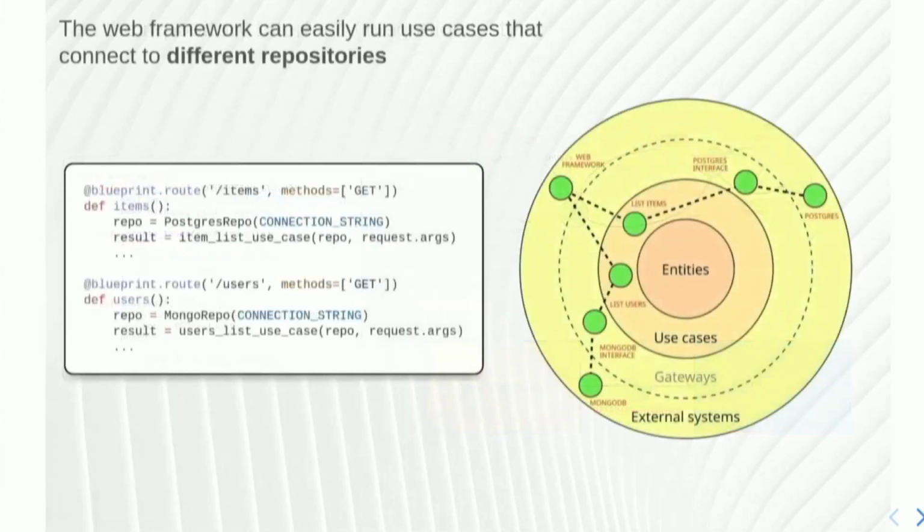The second advantage is about customization, I would say. Look at this. In this case, I have two different use cases. One is to list items, and one is to list users. For some reason, for example, for performance reasons, I stored the users in a MongoDB, which is not relational. So I can't use it with SQLAlchemy, for example, because it's not SQL. But this is not a problem in a clean architecture, because my use case is customized. It just has to receive a different object, okay, that is instantiated by the web framework.